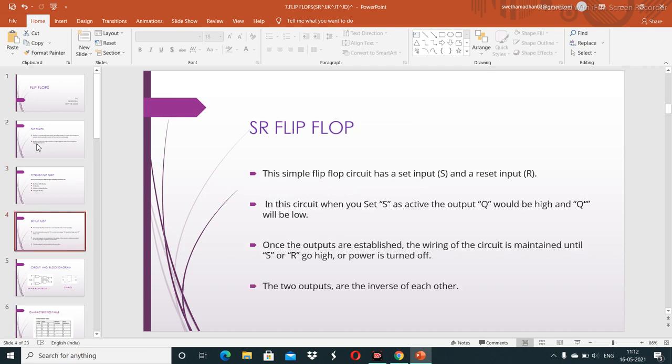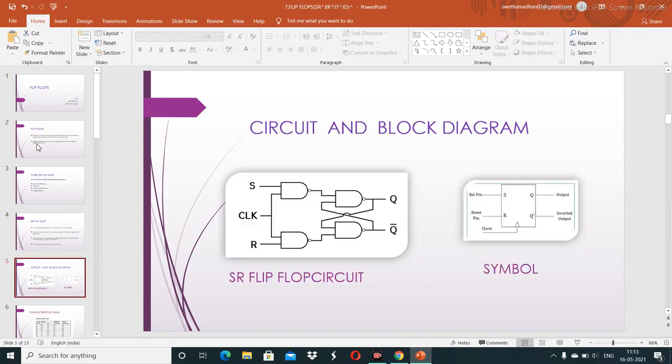The simple flip-flop circuit has a set input and a reset input. Once the outputs are established, the wiring of the circuit is maintained until S or R, meaning set or reset, goes high or power is turned off. The two outputs are inverse of each other. This is the block diagram and the circuit of an SR flip-flop.